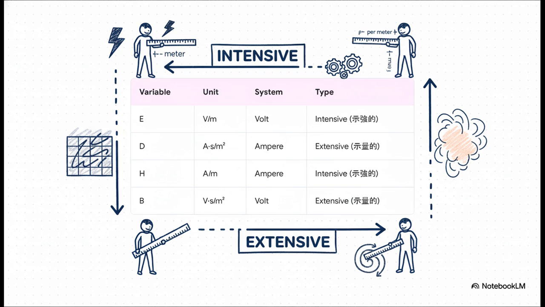Look at the units for a sec. E is volts per meter, H is amps per meter. See that per meter? That fits perfectly with our intensive idea of strength at a point. Now look at D and B. They're both per meter squared. That fits our extensive idea of flux through an area. But the really cool part, the elegance of this whole thing, is the diagonal symmetry. E and H are both intensive. D and B are both extensive. This isn't just a happy accident. This is the deep underlying structure of the physics itself laid bare.